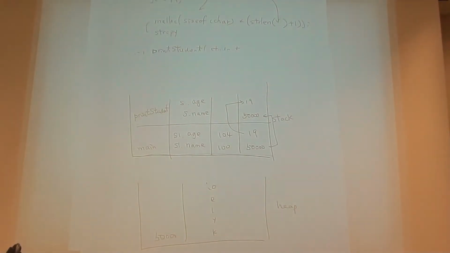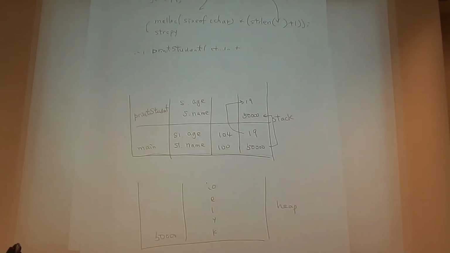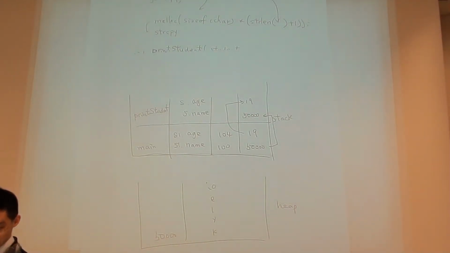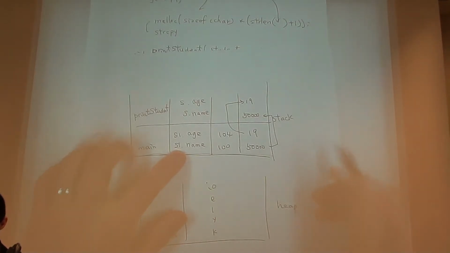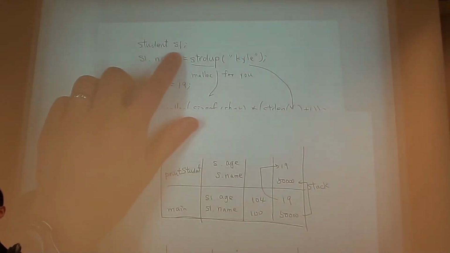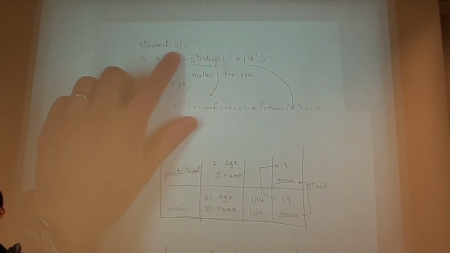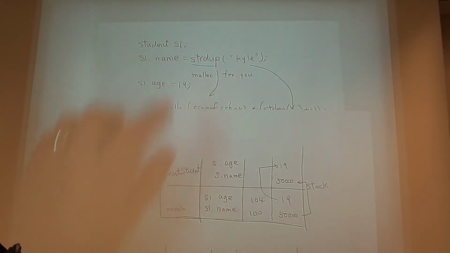Yes. The name is character. The S1.name, the name is a string. It's a pointer. Yeah. Why don't you write S1 arrow name instead of S1.name? I mean, S1 itself is not a pointer. I don't have a star here. Therefore, I use a period.